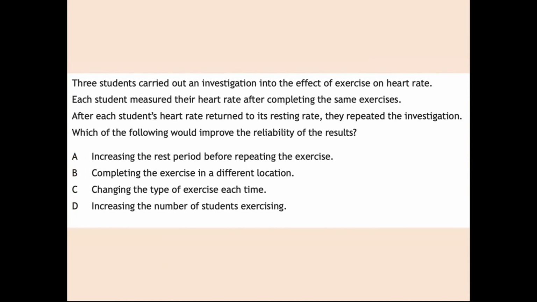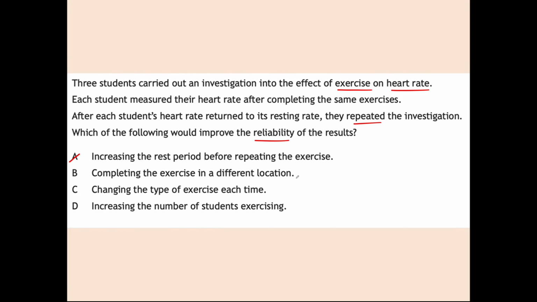Next one, 3 students carried out an investigation into the effect of exercise on heart rate. Each student measured their heart rate after completing the same exercises. After each student's heart rate returned to its resting state, they repeated the investigation. Which of the following would improve the reliability of the results? This experiment involves humans, so we have to think about it in a slightly different way to other experiments. Let's have a look at the options. Increasing the rest period before repeating the exercise. I don't necessarily know if that's going to improve the reliability of the results. That's more to do with the factors that might affect the results, the validity.